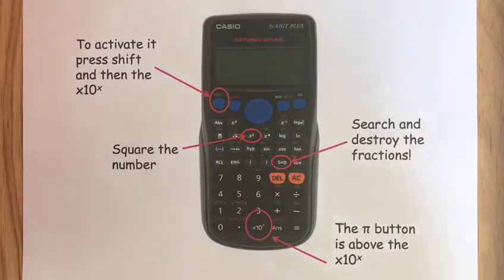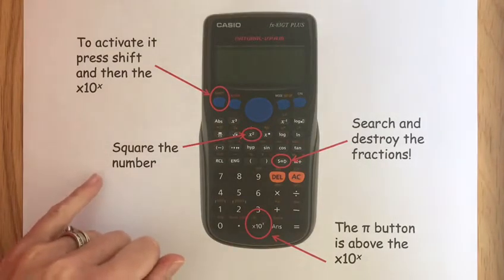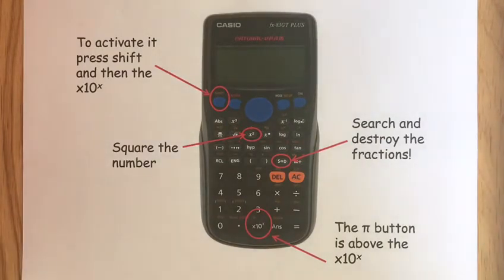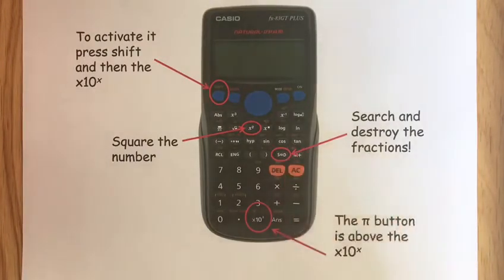The pi button is above the times 10 to the power of x down the bottom, and to activate it you need to press shift and then press the times 10 button, and you should see a pi symbol appear on the screen. Other helpful buttons are the x squared button to square your numbers, and if your answers come up as fractions or with the pi symbol in them, you can use the search and destroy button to change them to decimals.